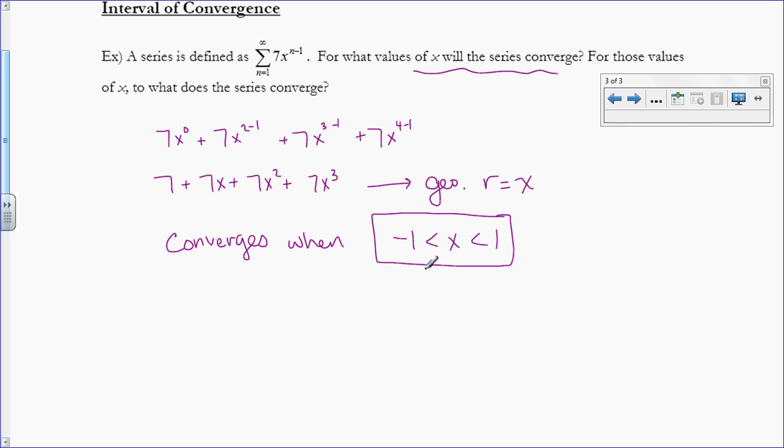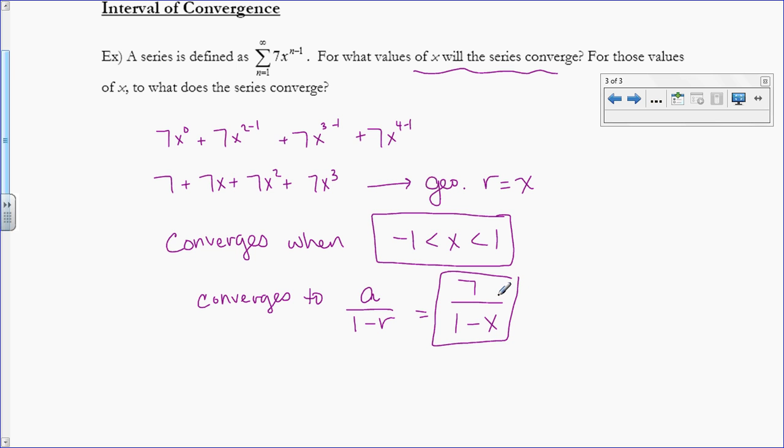All right, so for those values, to what does it converge? Well, if it converges, it converges to a over 1 minus r. So it converges to 7, the first term, over 1 minus x. Now, at this point, this just looks like, okay, Mrs. Weber, you gave us answers. No big deal.